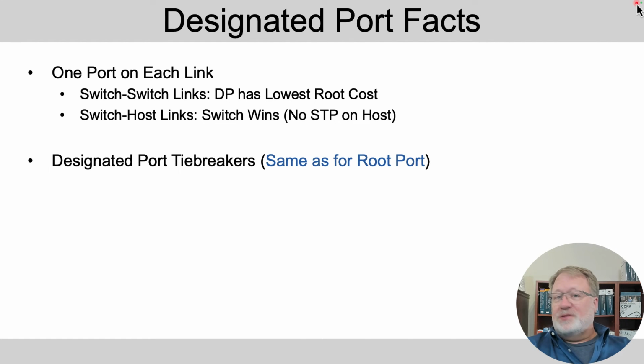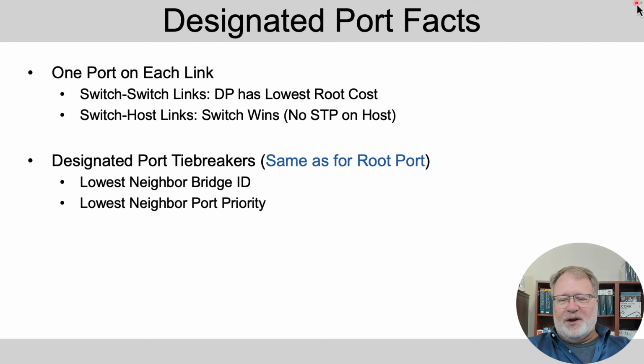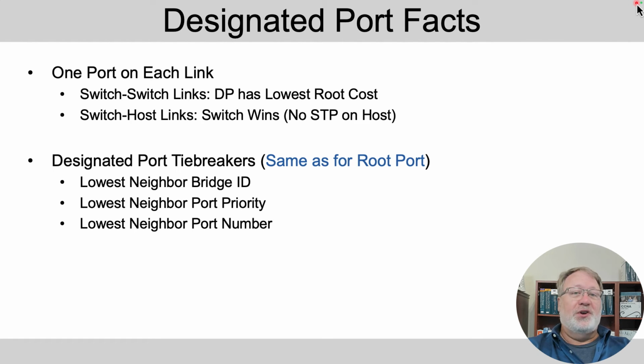Sometimes there'll be a tiebreaker. Two switches have the same root cost. So it's the same tiebreakers we had about choosing the root port, which is lowest neighbor bridge ID. Should solve that right off the bat. There are some cases where it breaks down to the second and third tiebreaker. You can memorize those. I'll leave that to you to figure out outside of this video.